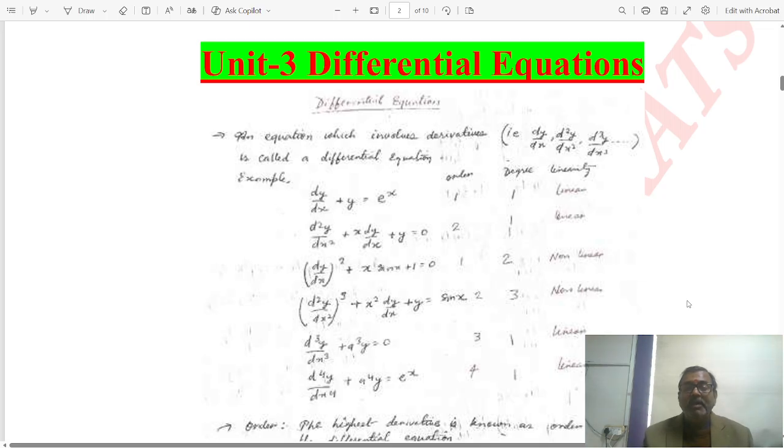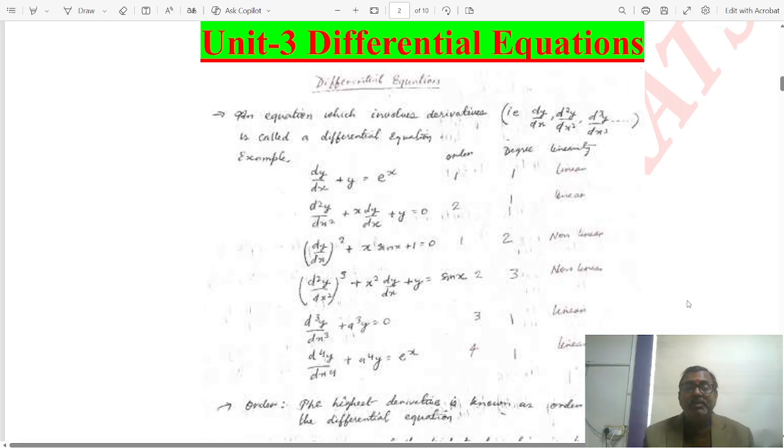d square y upon dx square plus x dy by dx plus y equal to 0, (dy by dx) whole square plus x sin x plus 1 equal to 0. These are more examples of differential equations.